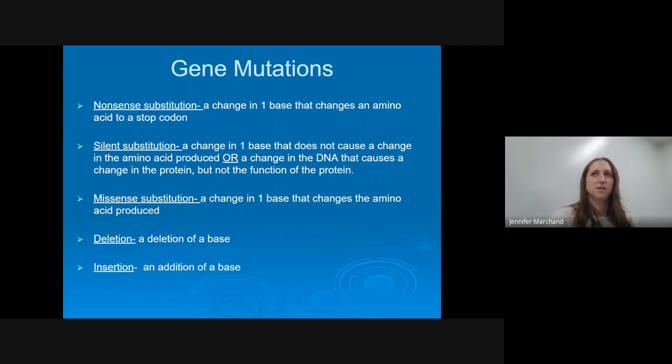We talked about amino acids before, but we'll talk a little more about them after mid-year. Some amino acids look exactly the same, and so even though it is a change, it doesn't make any difference. Then you have a missense substitution, where a change in base pair also changes the amino acid that's produced. You can have a full deletion, which definitely changes everything. And then you can also have an insertion, where you add something to it.